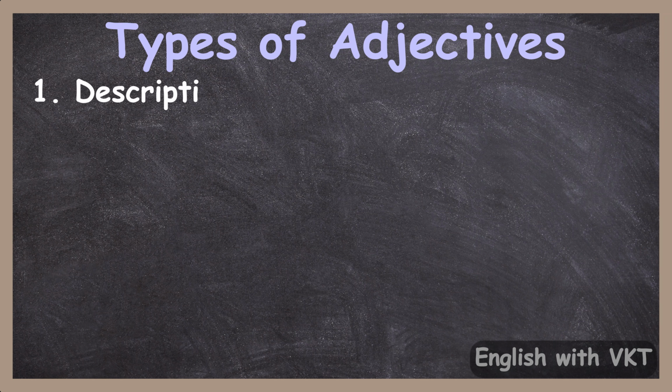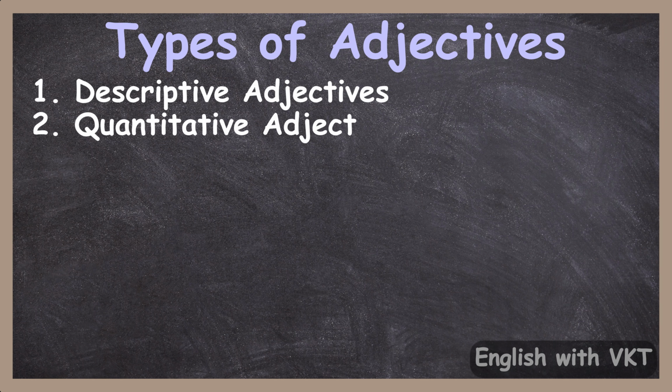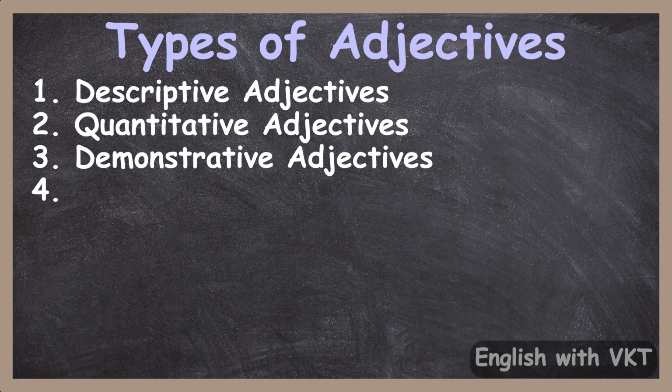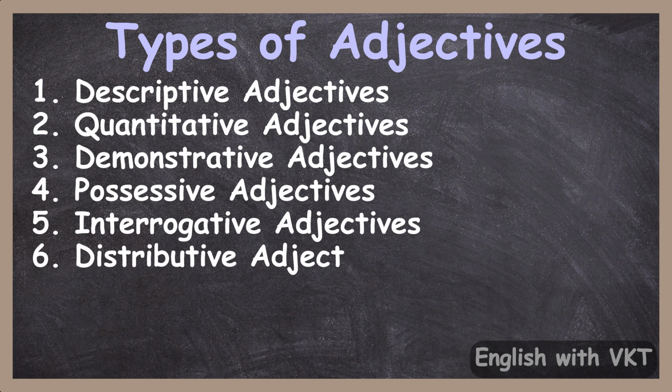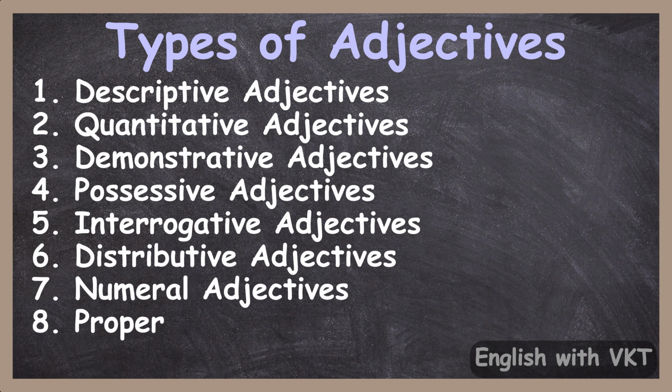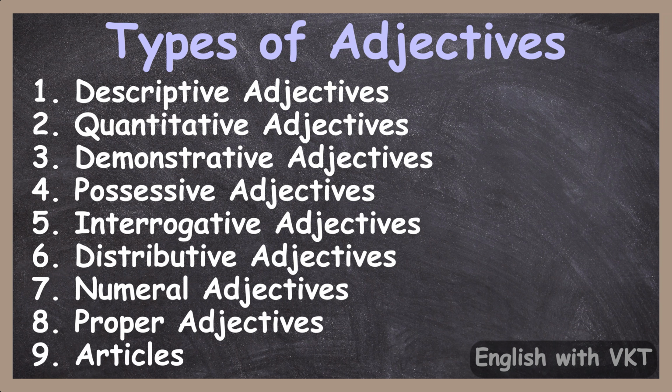Types of adjectives. 1. Descriptive adjectives. 2. Quantitative adjectives. 3. Demonstrative adjectives. 4. Possessive adjectives. 5. Interrogative adjectives. 6. Distributive adjectives. 7. Numeral adjectives. 8. Proper adjectives. 9. Articles. Let's learn them in detail.